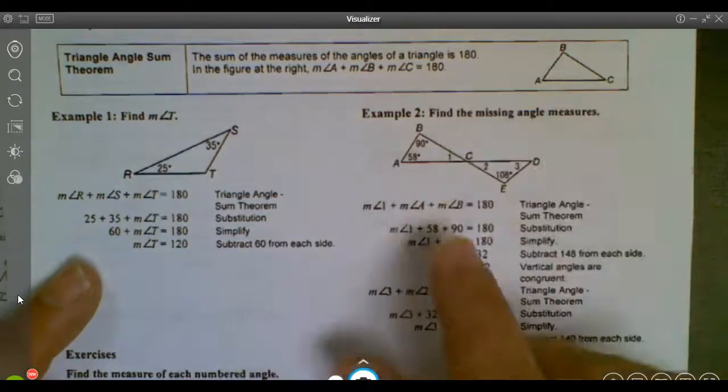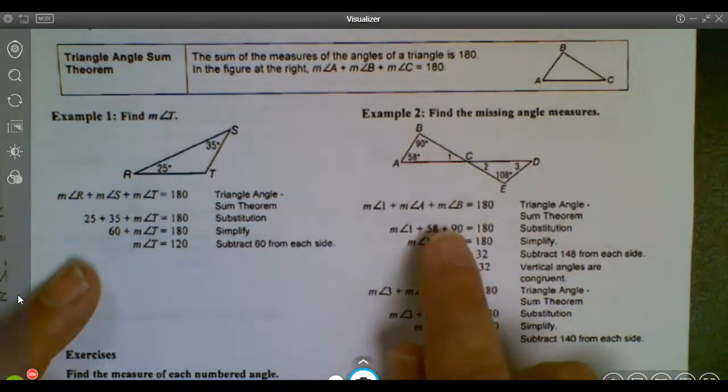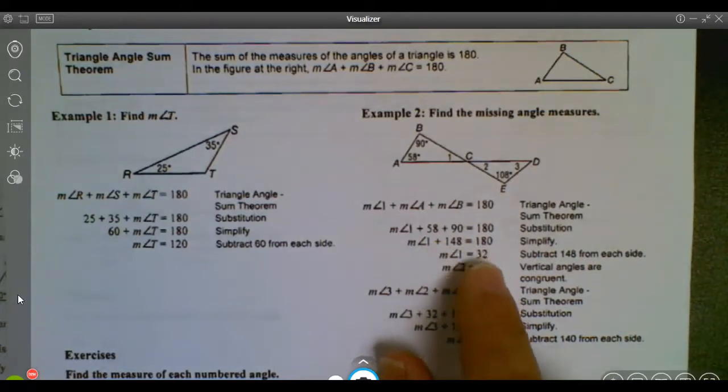I would take the two angles that I know, and I would add them together, and I can figure out that they add up to 148 degrees. So if I just subtract that 148 from 180, I can figure out what that third angle is. So that third angle that they're calling angle 1 is 32 degrees.